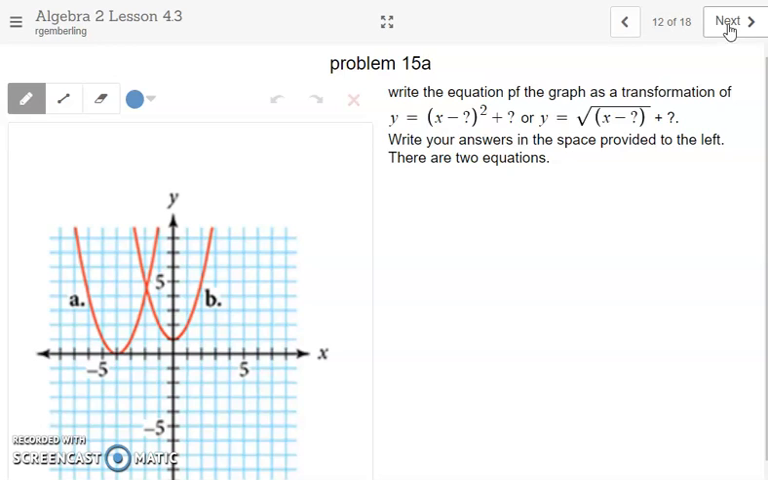This is a shifting problem, and it asks you to write your answers in the space provided to the left here. So the parabola starts off looking like this. That's our parent function. And so what they're asking here is, based on our parent function, what am I doing to move this graph up? What does that equation look like? That's problem B. And what does the equation look like if I want to shift it to the left?